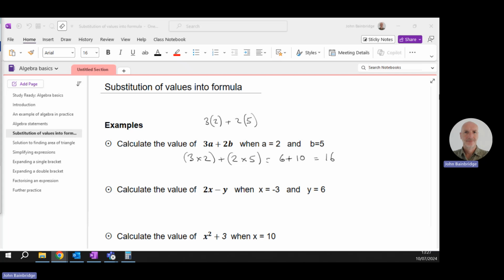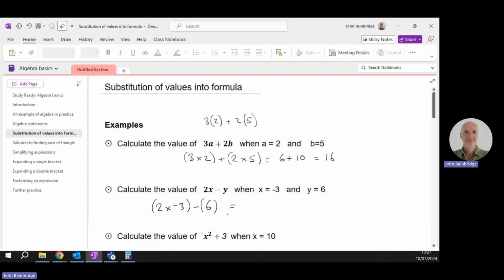So the next one, we've got 2x minus y, when x equals minus 3 and y equals 6. So we've got 2 times x, which is 2 times minus 3, minus y, which is 6. I'll just put it in brackets to indicate that that's the number we're substituting. So we've got 2 times minus 3 is minus 6, minus 6.